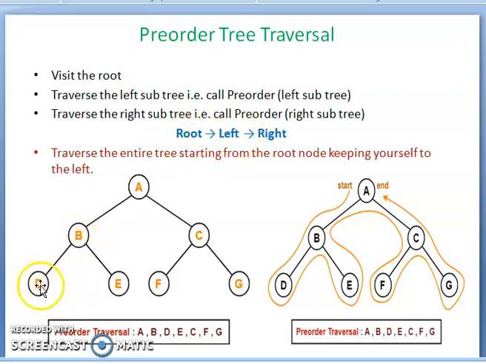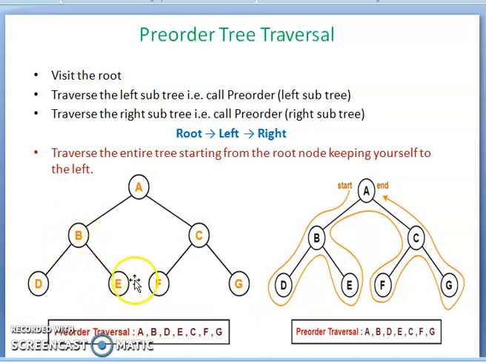Come to the left of this, and again implement the pre-order. Visit the root, which is D. A, B, D. Then visit the left. There is no left. Once the left is over, then right. There is no right child. So once the root is visited, left is over, right is over, this subtree's pre-order function returns, and then we come back here. This is already visited, left is over, and come to right.